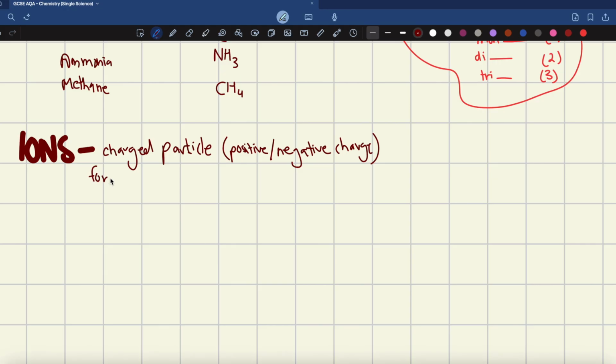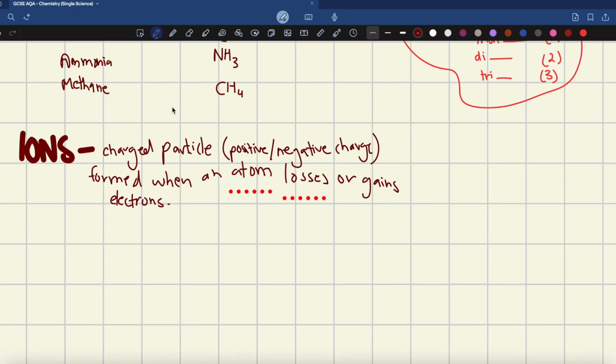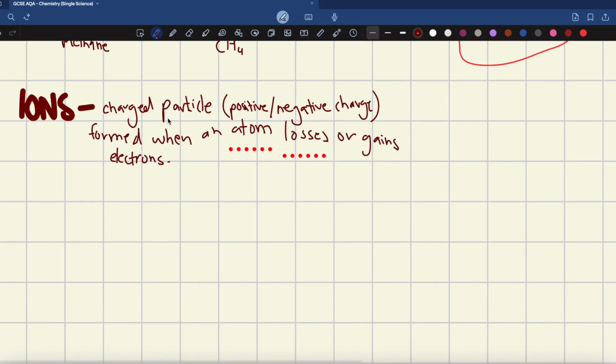It is basically formed when an atom loses or gains electrons. For now, just know that it's a charged particle and it forms when atoms lose or gain electrons. We're going to go into the details, the diagrams, the equations and all of that later on. For now, I don't want to confuse us.